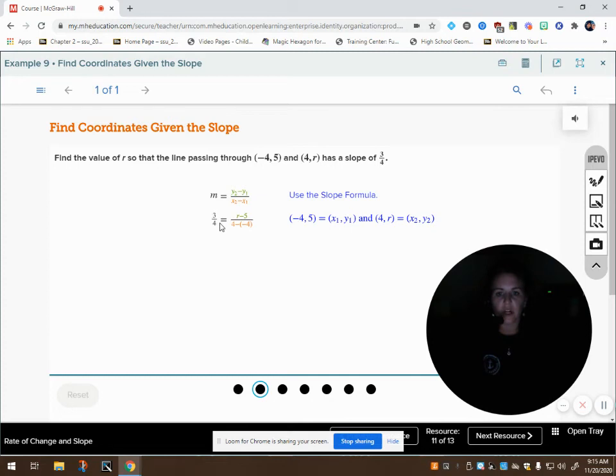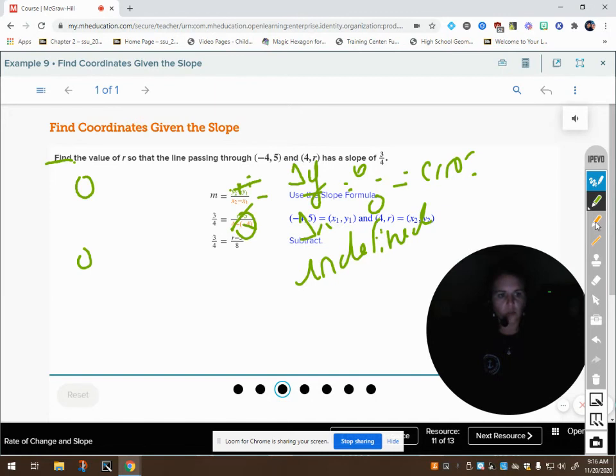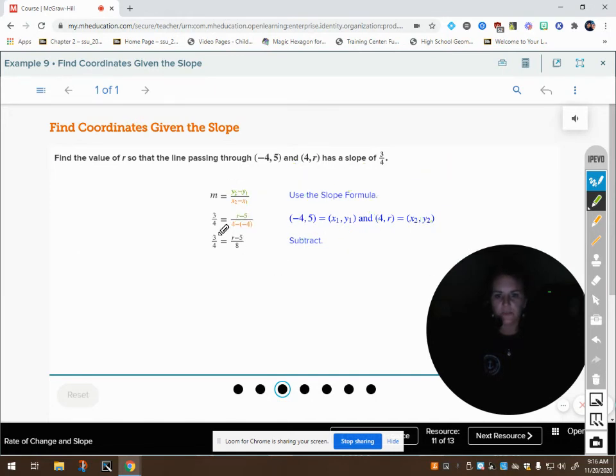So we set up our equation. 3/4 is equal to r minus 5 over 4 minus -4. Well, we can simplify the bottom pretty easily. Now we have a proportions problem. Remember the previous chapter, well, it was a couple modules ago, we did the whole big thing on proportions. We know that we can cross multiply proportions.